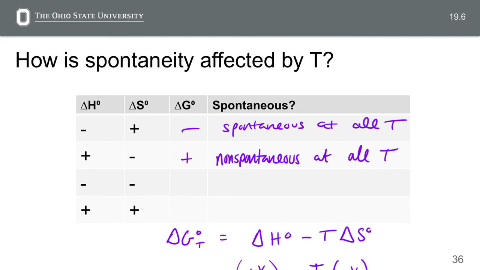Okay. Now let's do a more challenging one. Not going to let me erase. All right, there we go.